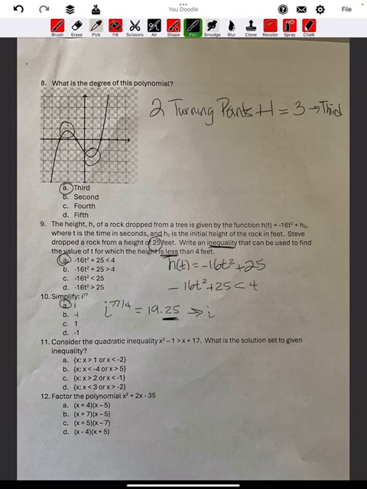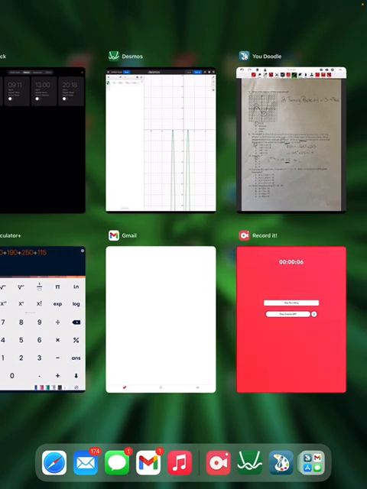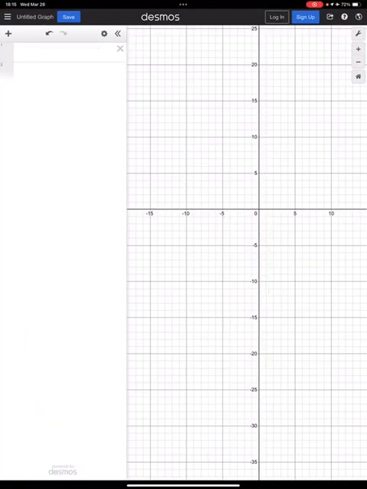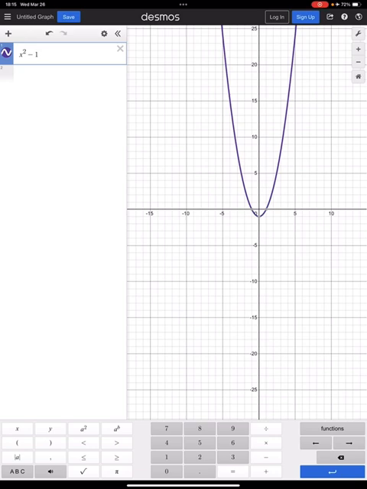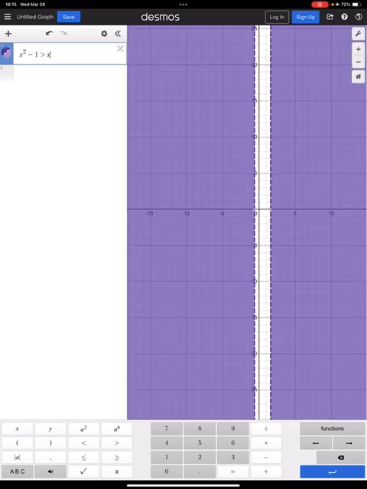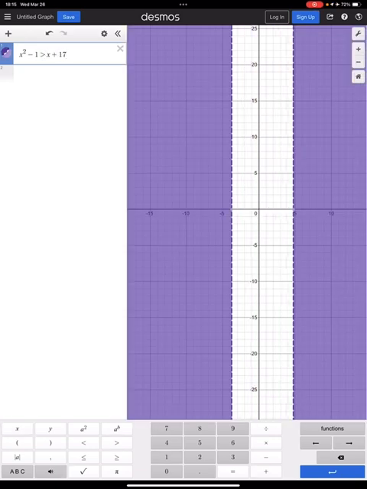All right. Number 11 asks us to consider the quadratic inequality. What is the solution to the inequality? We're going to go back to Desmos. Get rid of that. Again, we're going to type in exactly as it shows up on our screen or on your paper. So it's x to the second minus 1, and then greater than x plus 17. As you can see, the shaded areas are outside the dashed lines, so we want to get that.